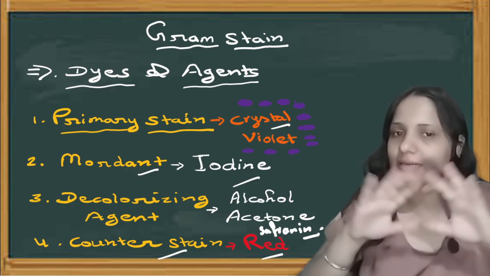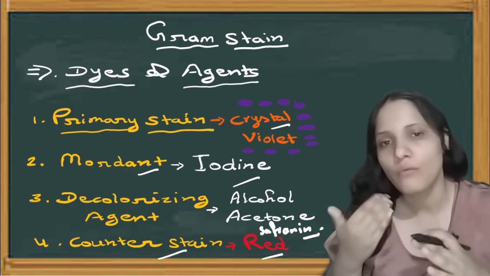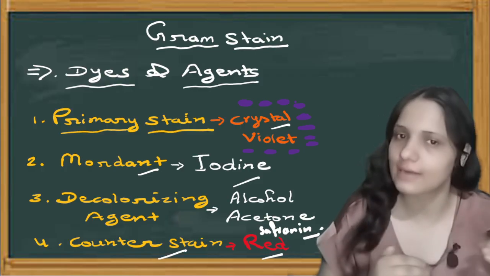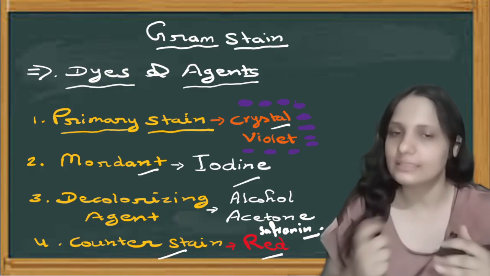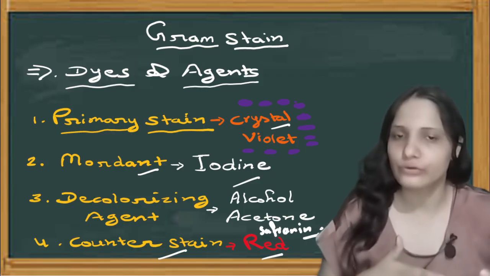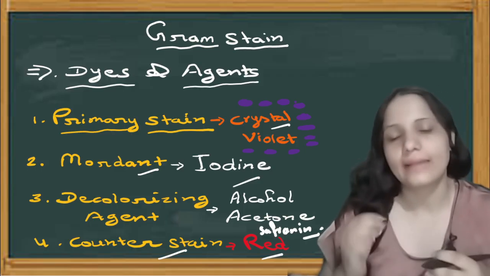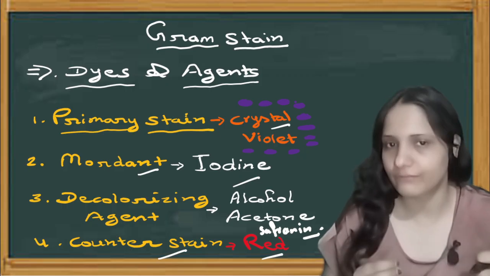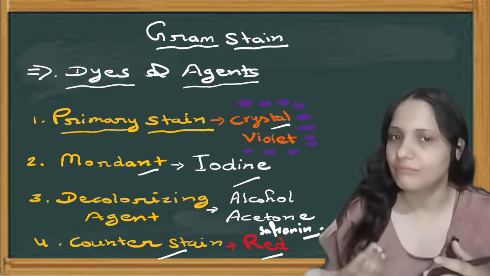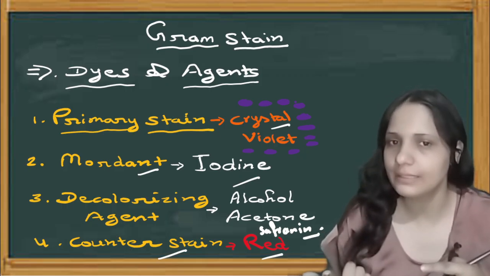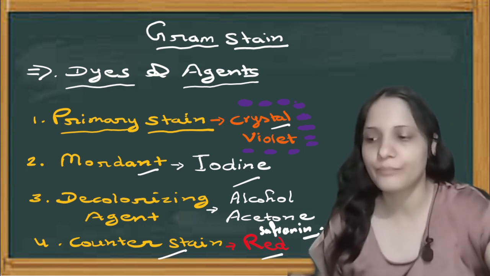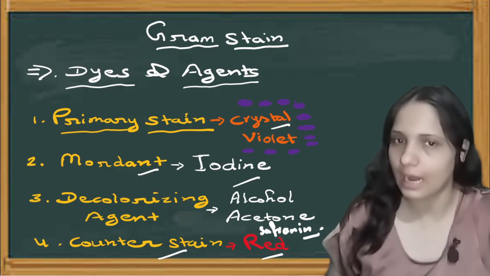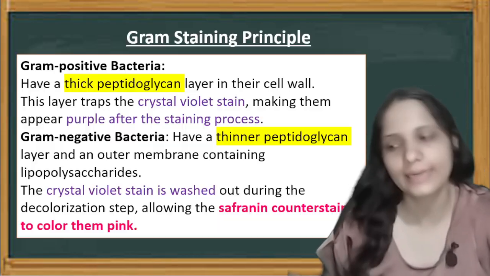Then we have to decolorize the first stain, and for this purpose we use a decolorizing agent. This decolorizing agent can be alcohol, or we can use acetone also. And the counter stain here we have is safranin. What is the color of safranin? Red, or pink. Okay. So these are the materials we use for the gram staining technique in the lab.